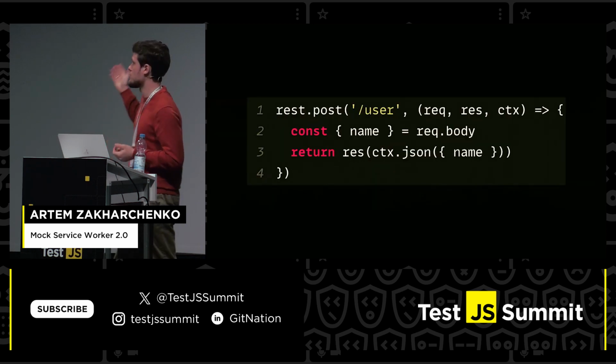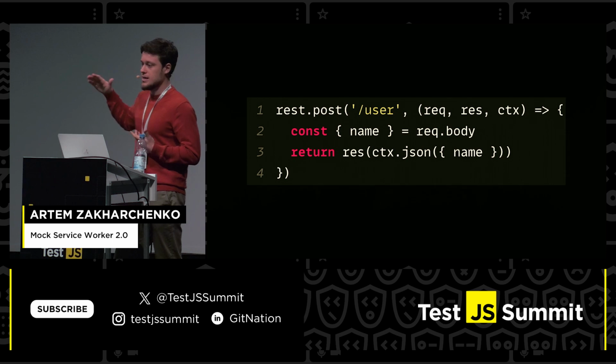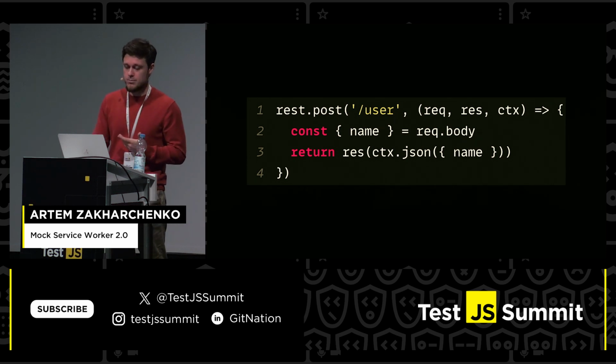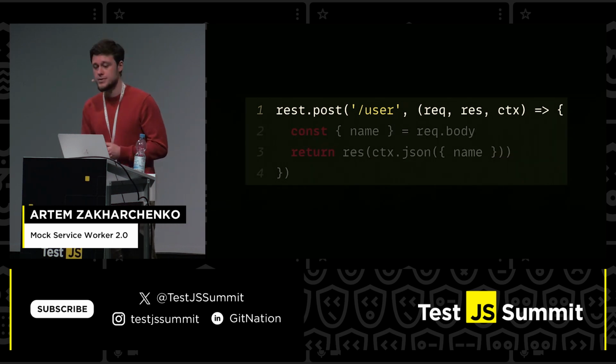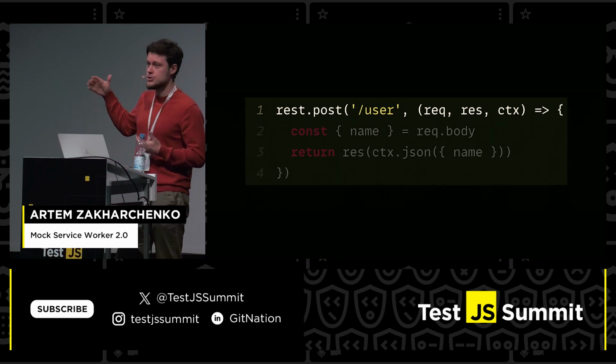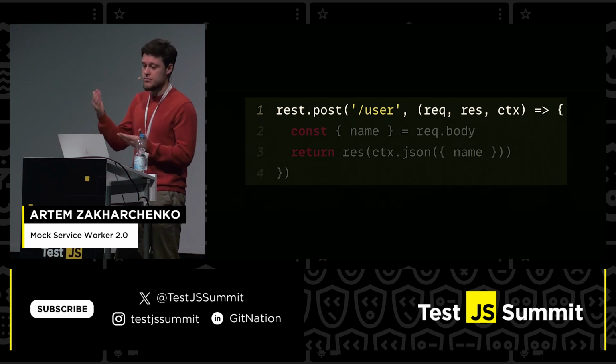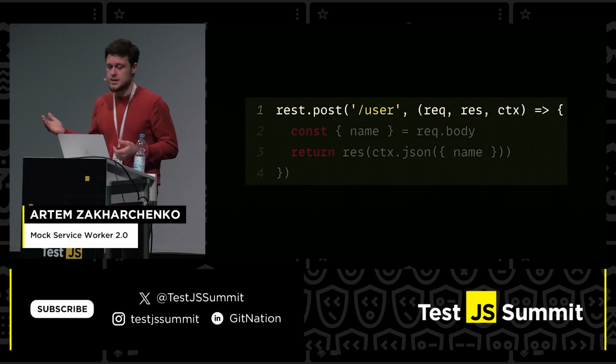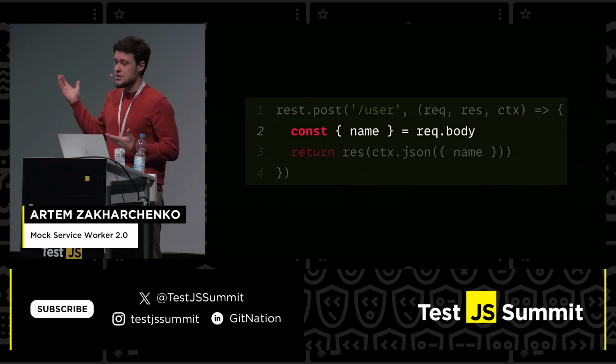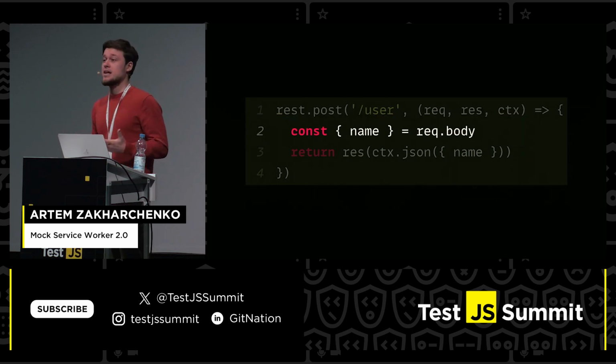So this is a very simple request handler. You can see that the intention here is to intercept a POST request to the /user endpoint. And then we have this callback function that should produce the response. We have request, response, and context arguments. So what we're going to do with this request, we will try to read its body as JSON.